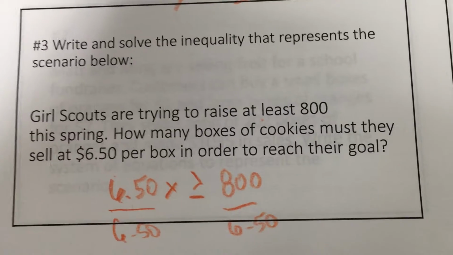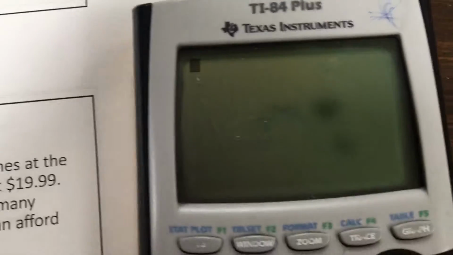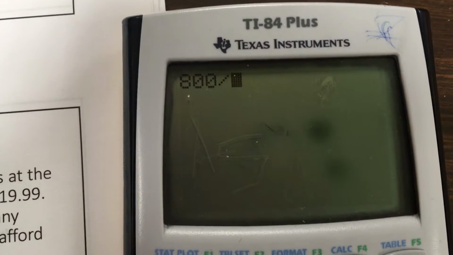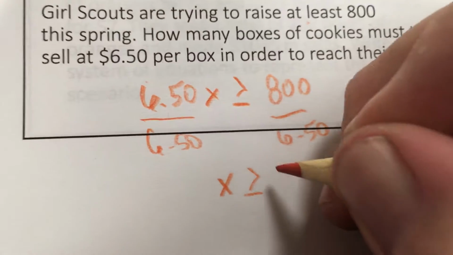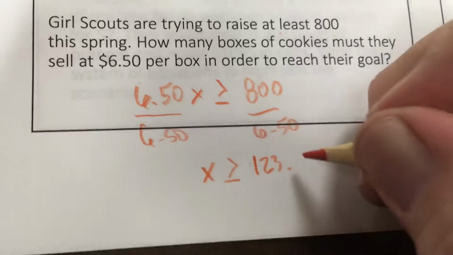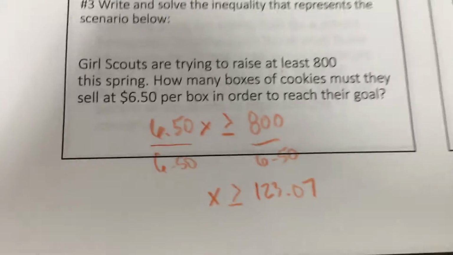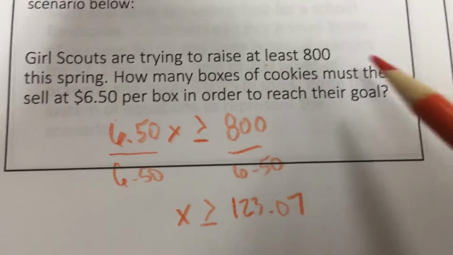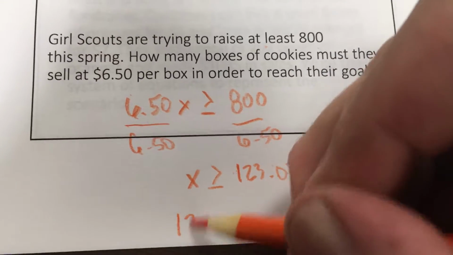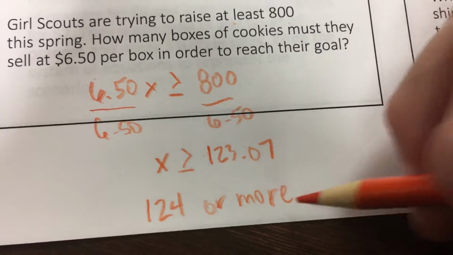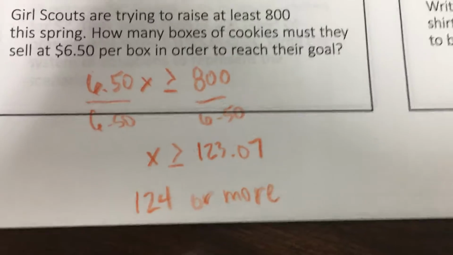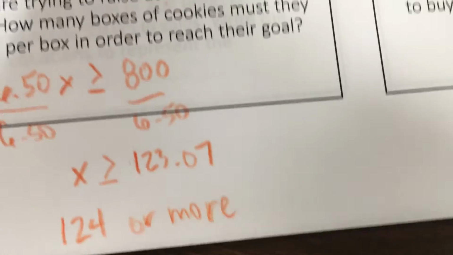And we end up having, I can quit this in the calculator real quick, like 800 divided by 6.5 would give us 123.07. So 123.07, which means in order to get to their goal of at least 800, they need to sell 124 boxes or more. Okay, you can't sell 0.7 of a box. So they're gonna have to sell one more complete whole box in order to reach their goal.